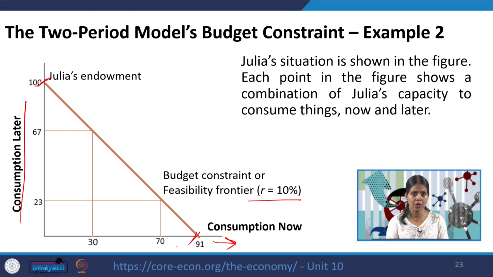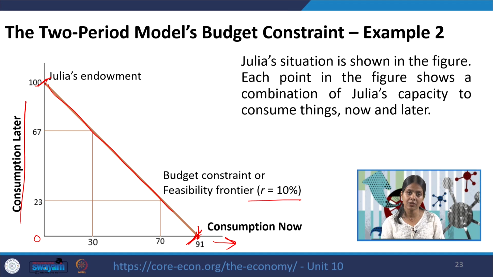Roughly 91 rupees, because a 10% interest rate on 91 would make it 9.1, which is close to 100 rupees. So, basically if she borrows the entire amount and consumes, then she will have a maximum consumption of 91 in this month, and nothing left for the next month, that is 0. And then we connect these 2 points to arrive at the budget constraint for Julia.